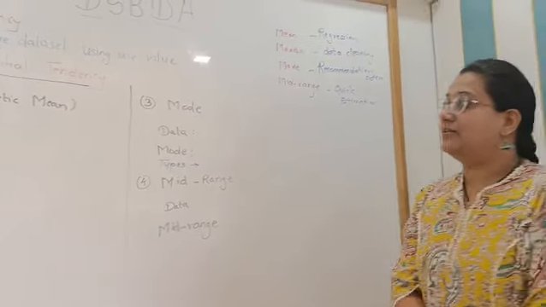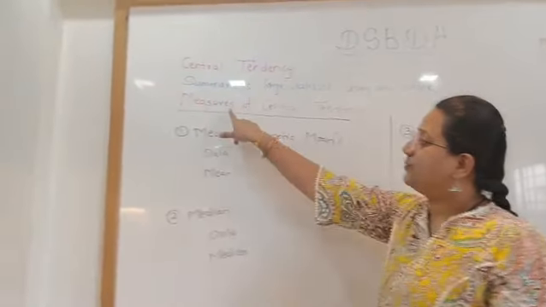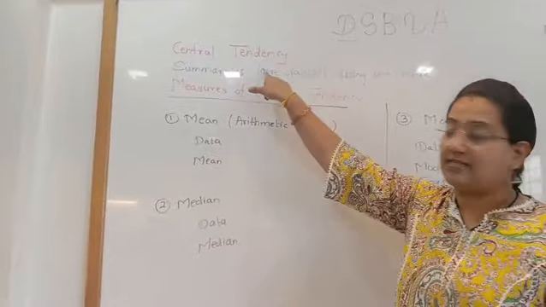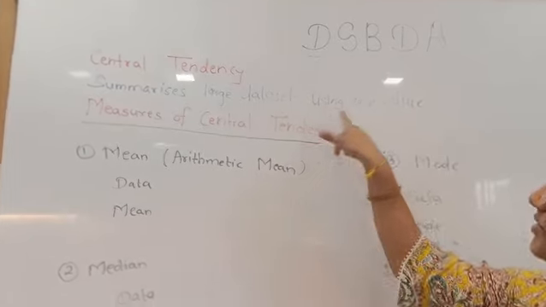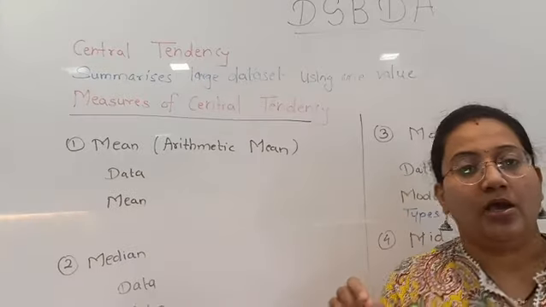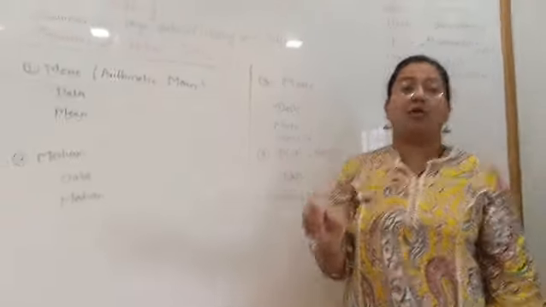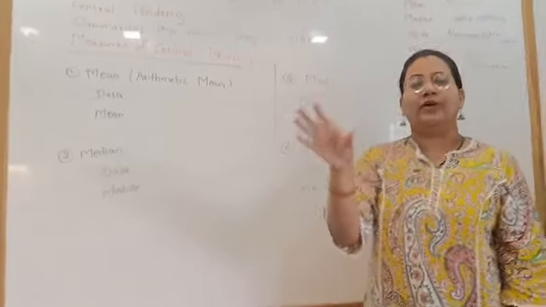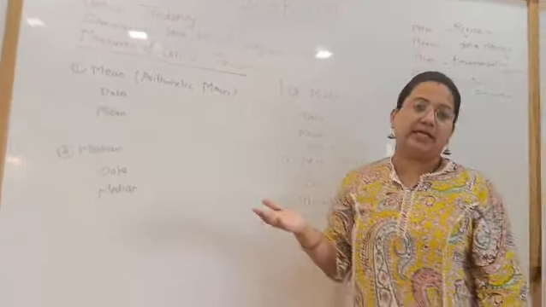Friends, today we learn central tendency and its measures. So what is central tendency? It summarizes a large data set using one value. So for a large data set, for a specific column, we use only one value which represents that data set.